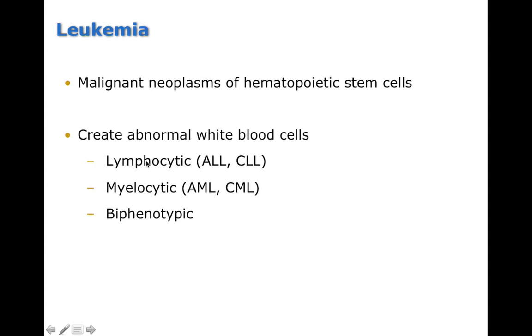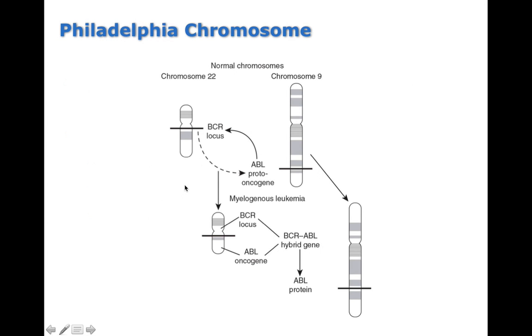Remember, if they're the lymphocytic leukemias, we're talking about cells of the lymphoid stem cell line, but they're considered leukemias if they stay within blood or bone marrow. Now, the myelocytic leukemias involve the myeloid stem cell line, and they're still considered leukemias if they stay within blood and bone marrow. What's interesting, though, is you can also have a biphenotypic leukemia, which involves either stem cell line. So you can have lymphocytic and myelocytic leukemias at the same time.